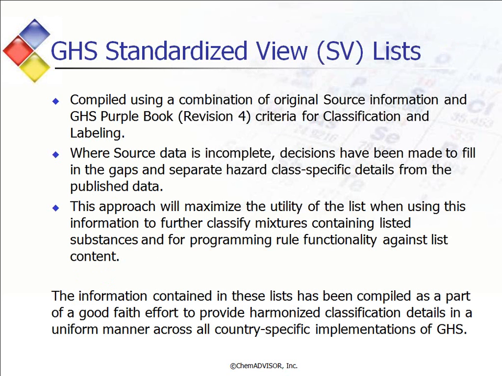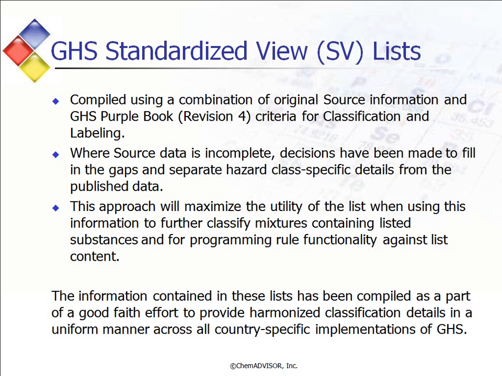The GHS standardized view lists have been compiled using a combination of the source information for the classification itself and then layering that against the GHS Purple Book, which is currently on revision 4, and using the source information, harmonizing the resulting view of the information for each individual classification.